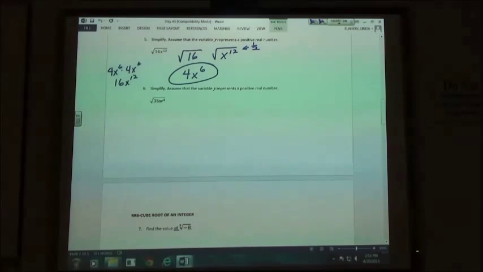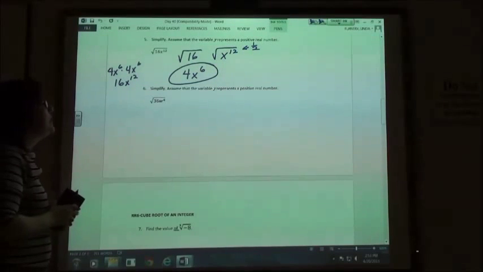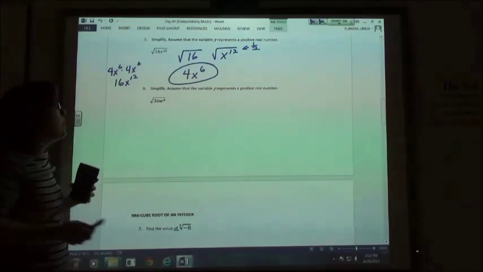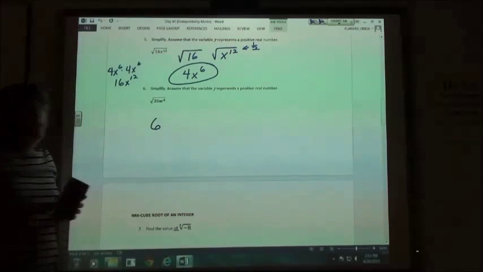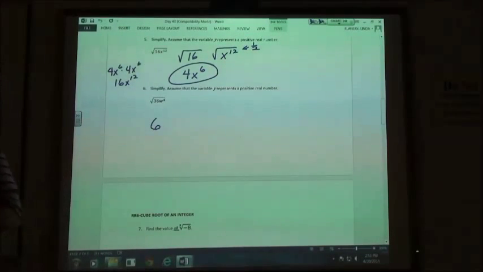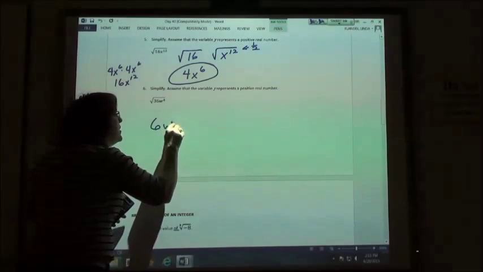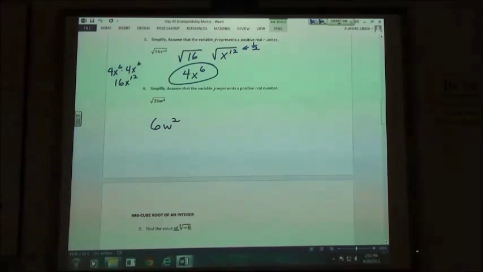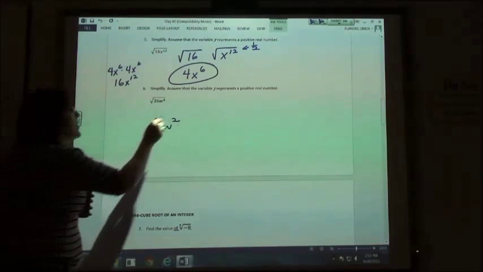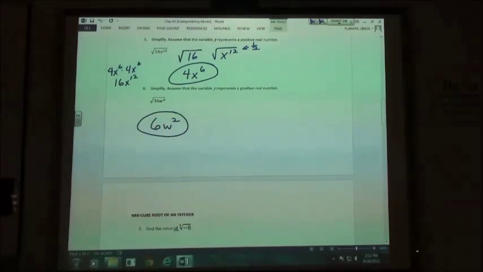Number 6, same kind of thing. What's the square root of 36w to the 4th? The square root of 36 is 6. The square root of w to the 4th: half of 4 is 2, so w squared. 6w squared times 6w squared would give you 36w to the 4th power. So always half of my exponent when I'm doing the square root of a variable.